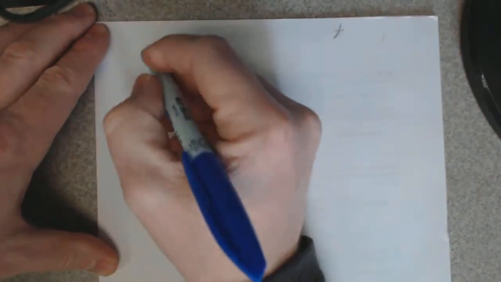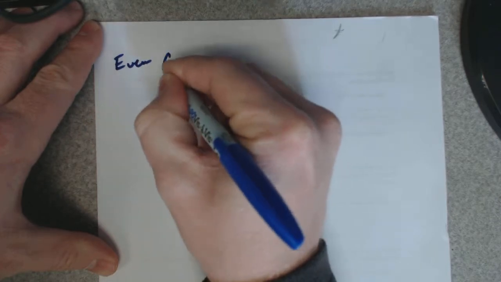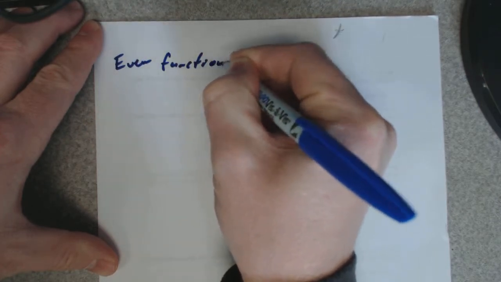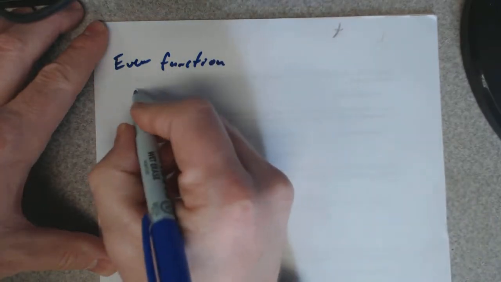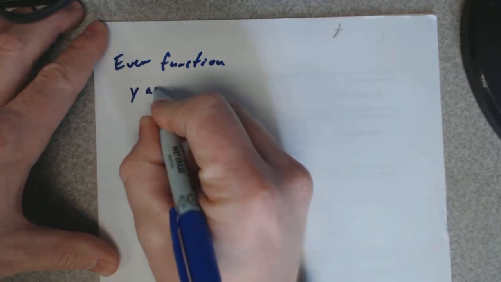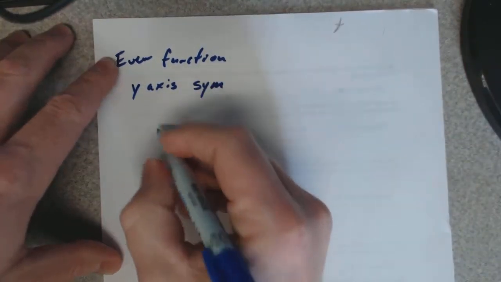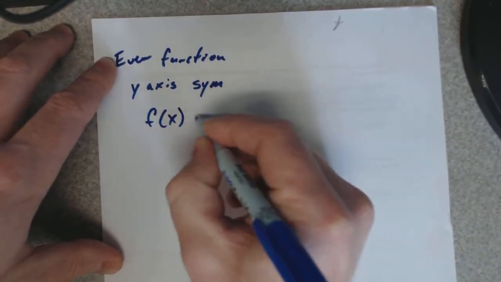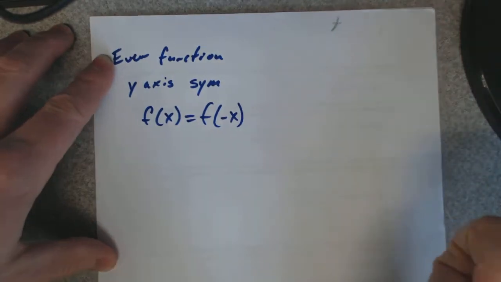So if you Google even odd functions or look in your textbook, the definition for an even function should give you two different ways. It should talk about what we just did, where we're talking about the symmetry. So an even function has y-axis symmetry. Or it'll say f of x equals f of negative x. Let's see what that means.